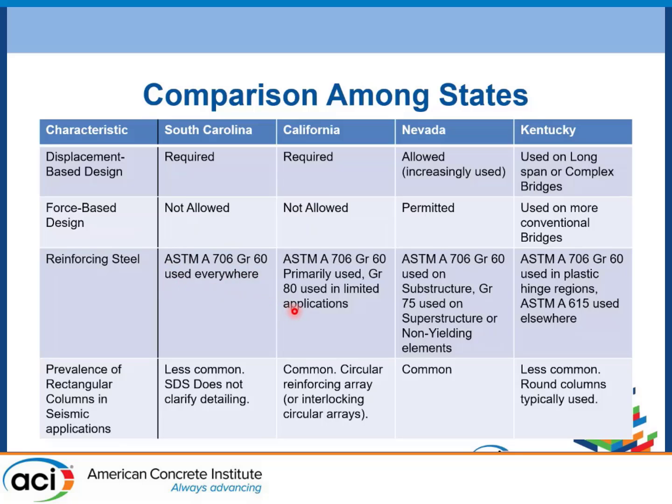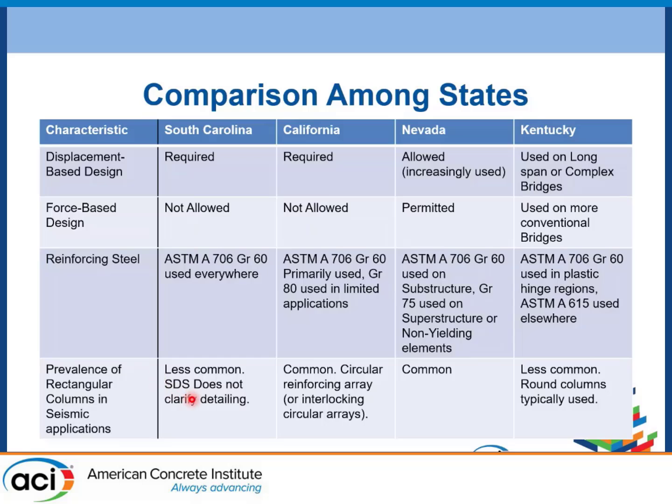I mentioned before that South Carolina uses the ASTM A706 grade 60 bars. Again, to put that in perspective, California uses that primarily, but allows grade 80 bars in capacity-protected elements, straight bars in capacity-protected elements. Nevada uses the ASTM A706 grade 60 in substructure elements. It uses grade 75 in superstructure or non-yielding elements. Kentucky only uses the ASTM A706 grade 60 bars in plastic hinging. So, a variety of different approaches based on the state's preferences.